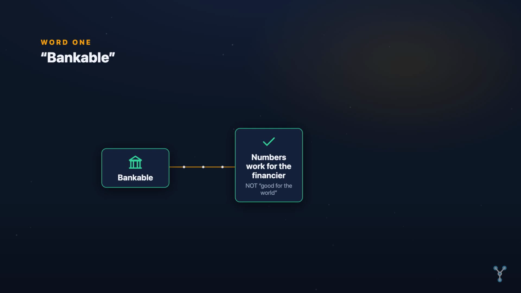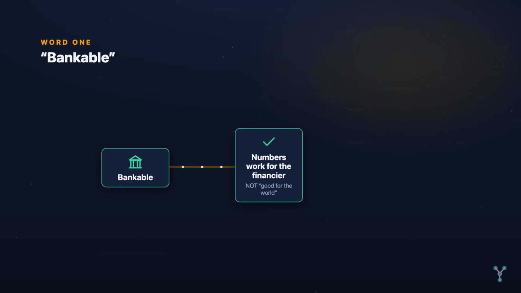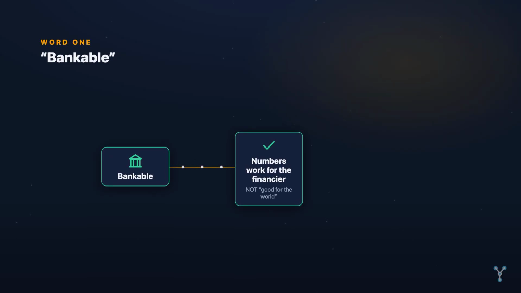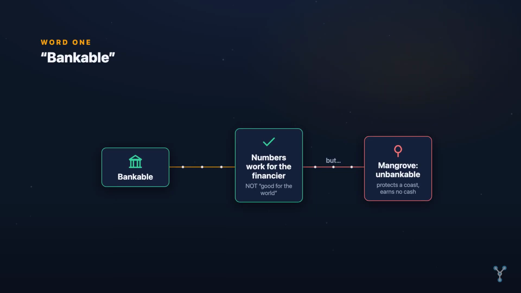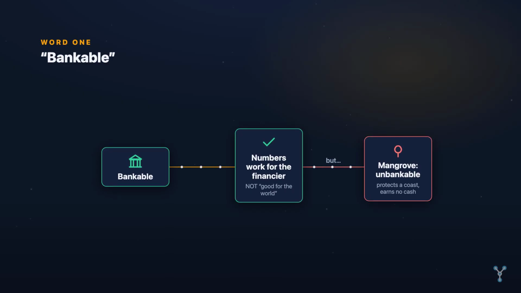Let me now define the 2 words that open this module, because you're finally equipped to really understand them. Bankable. A project is bankable when a bank or investor looks at it and concludes, yes, this will generate enough reliable return to justify the money and the risk, so we'll fund it. Bankable means fundable on commercial terms. It's not a statement about whether the project is good for the world. It's a statement about whether the numbers work for the financier. A brilliant mangrove restoration can be completely unbankable because it produces no cash to repay anyone, even as it protects a whole coastline.